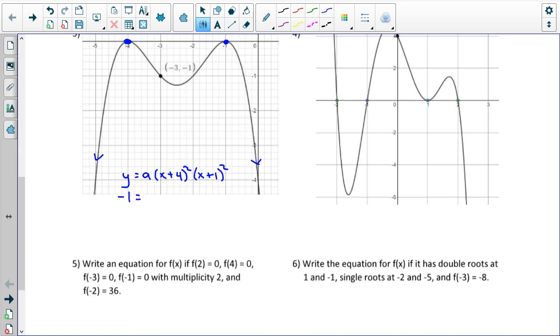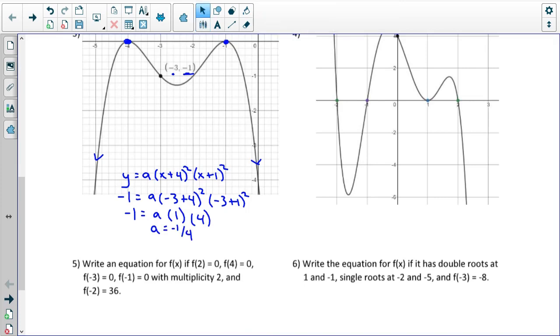So I'm going to substitute -1 in for y and -3 in for x. So -3 goes in where x is. This is a little bit more challenging than when I have the y-intercept, but it's not too bad. So a times 1 squared times -2 squared. Notice -2 squared is 4. So a equals -1/4.